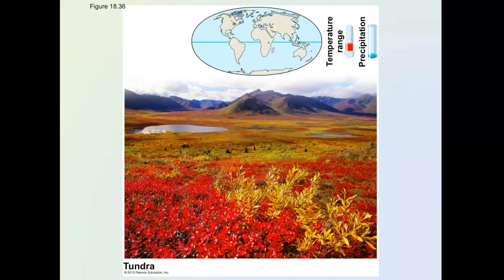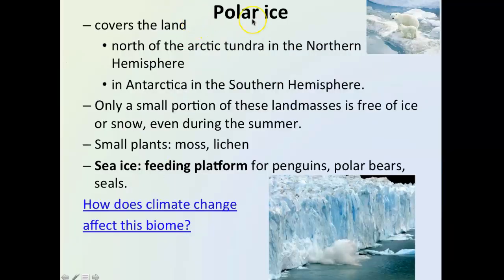All right, so the polar ice caps are the very tips or poles of the planet Earth. They are very cold, right? Full, and they're covered with ice. So the polar ice covers the land. It's in the Arctic and in Antarctica. So there's only two places that have polar ice. Only a small portion of these land masses is free of ice or snow, even during the summer.